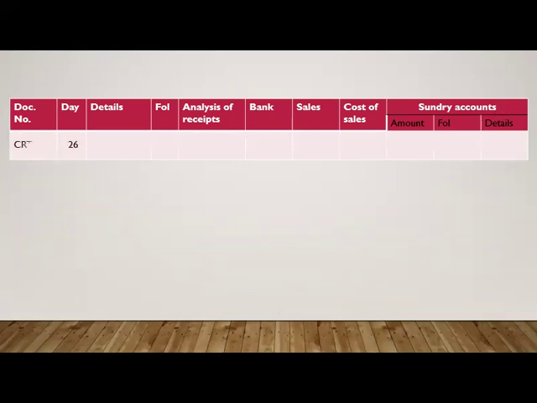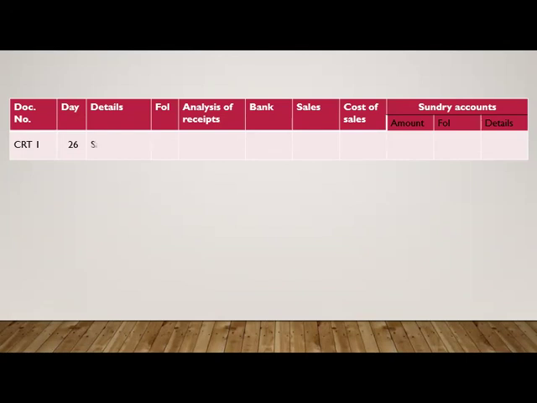Guys, document number, when you sell goods, the document that you use will be CRT. It stands for cash register tape. Or they normally call it CRR, which stands for cash register roll. CRR, cash register roll. I'm so sorry. My R is bad. It's a cash register roll.